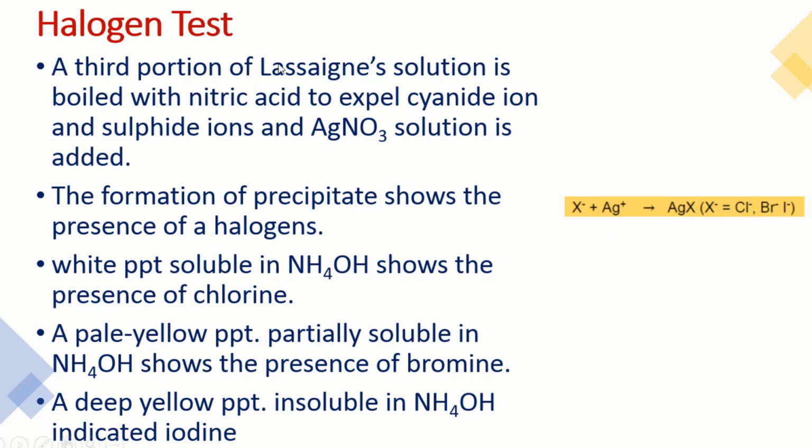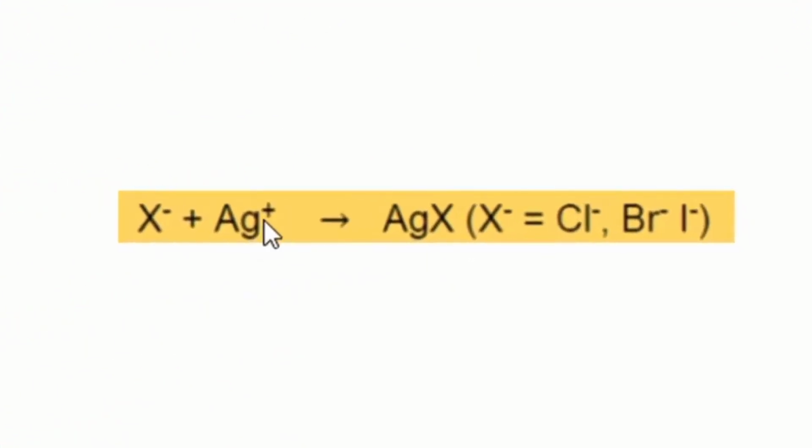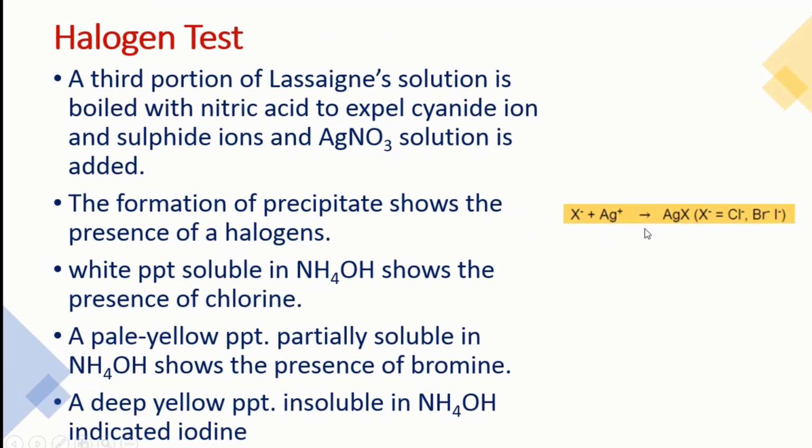In the third portion, the Lassaigne solution is boiled with nitric acid to expel cyanide ions and sulfide ions, because they might react with the silver nitrate and interfere. Then we add silver nitrate solution. These are the halide ions, and the silver ion reacts with them to make silver halide. So the formation of precipitates shows the presence of halogens. From the precipitates, we can say which halogen is present.